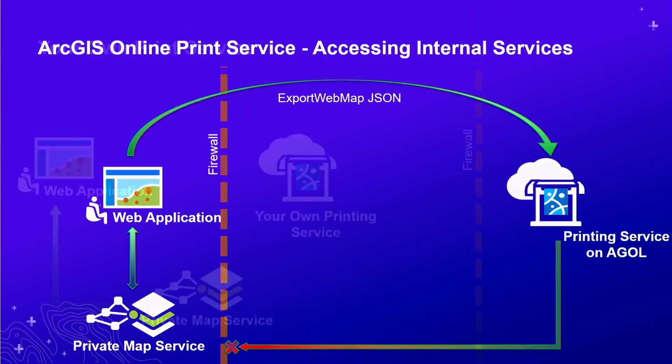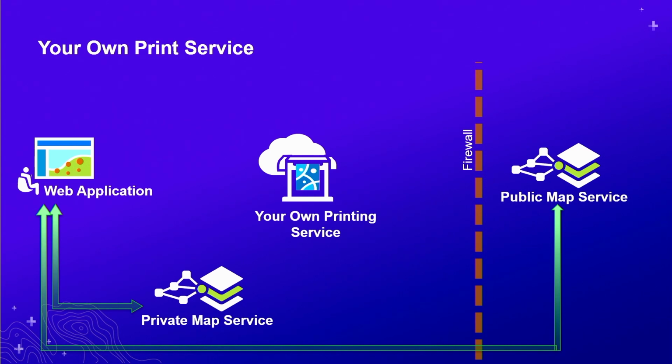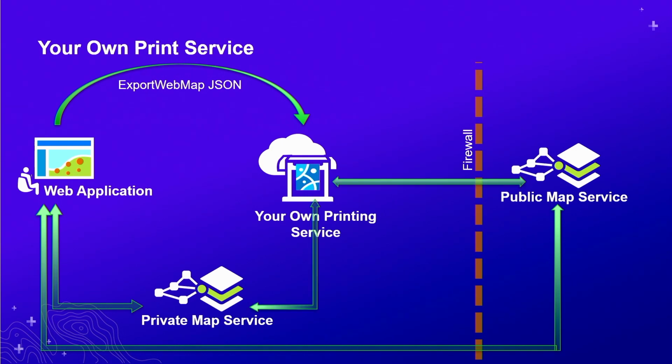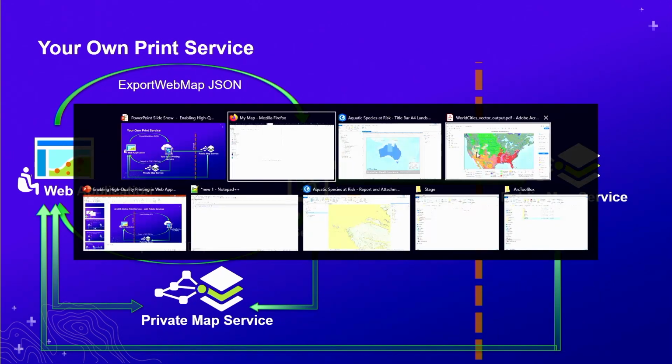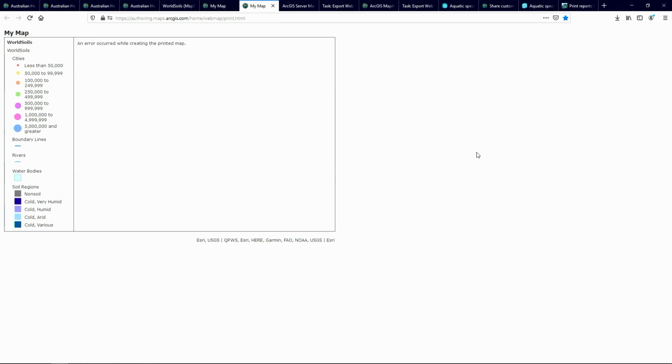To fix that one, what we need is to have our own print service running within our firewall. Okay. In this case, I can still access all my private and all the public map services, feature services, image services, everything. When the print task is submitted, it actually goes to my print service rather than ArcGIS Online, which can access all those services, produces PDF, and the result comes back.